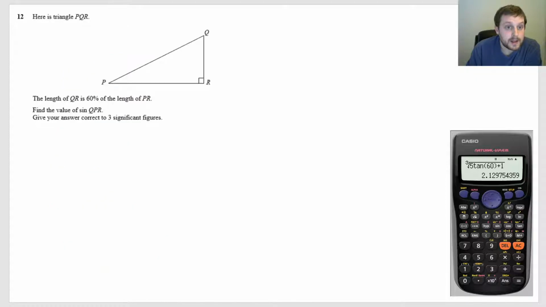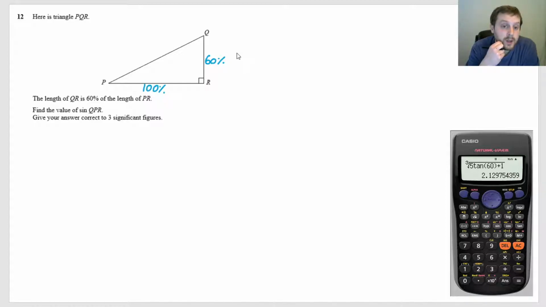Right, and then I'm going to skip a few. If there are any that anyone wants me to go through, I'm more than happy to. I'm just going to go through this one because it's a good opportunity to remind everyone about SOHCAHTOA. So anyway, the length of QR is 60% the length of PR. So what should we say? Should we say that this is 100% and that this is 60%? Seems like a fairly reasonable thing to do, right? QR is 60% of PR, so I'm going to write 160.